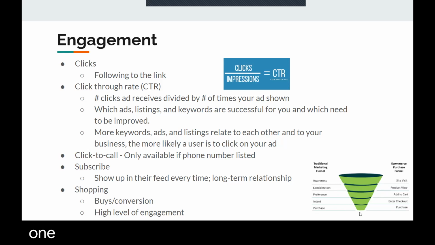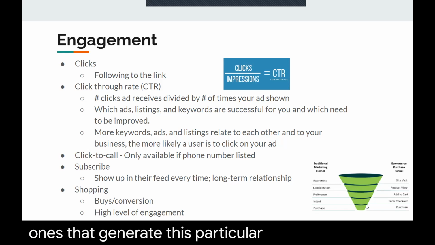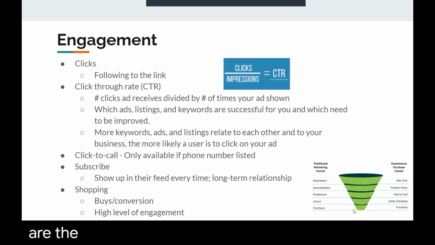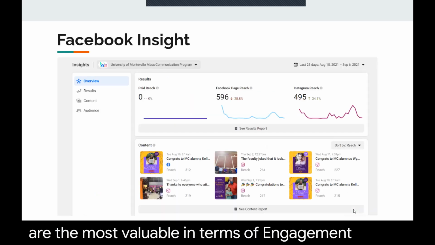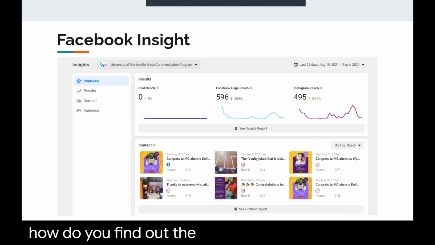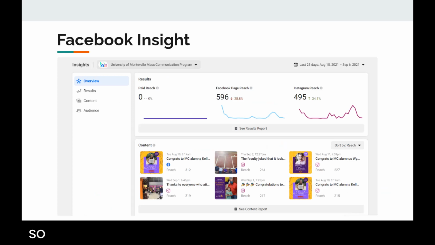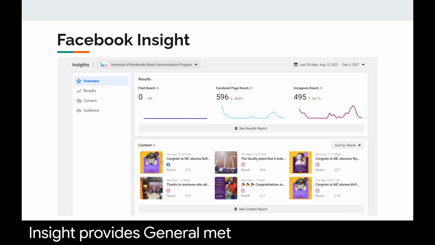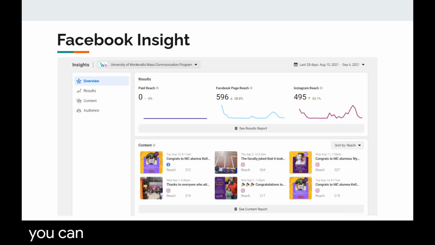So the ones that generate this purchase or intent category are the most valuable in terms of engagement. So how do you find out these things? Well, each platform has its own analytics site on the back end of content. So if you are a page manager within Facebook, you have access to something called Insight. Insight provides general metrics and analytics that you can see.